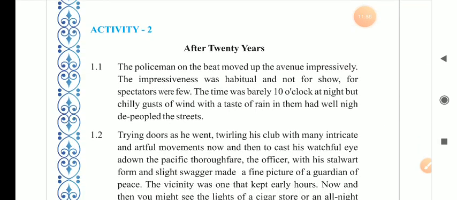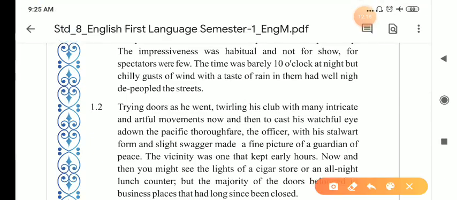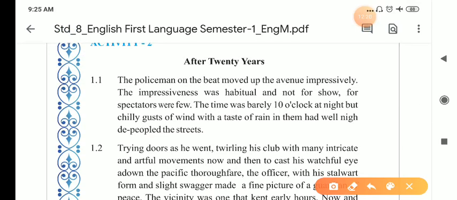The policeman on the beat moved up the avenue impressively. You see here, generally the police department will move ahead here and there with the time of their patrolling, and they will observe each and every corner wherever they pass, and then afterwards they will move ahead on the beat. On the beat indicates that he is faithful to his duty. The impressiveness was habitual, not for a show, for spectators were few only.